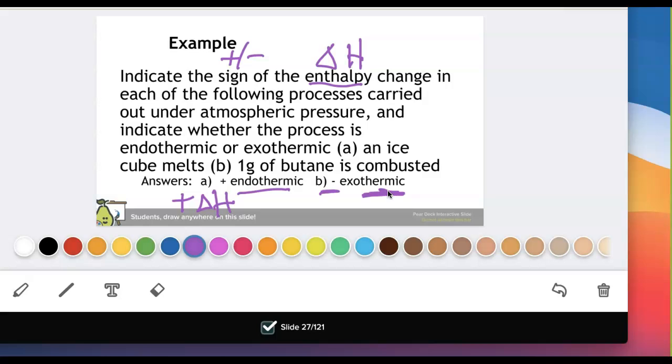So the signs, positive and negative, are going to be very important in this chapter in understanding which way the heat is flowing. Is it flowing into the reaction or is it leaving the reaction?